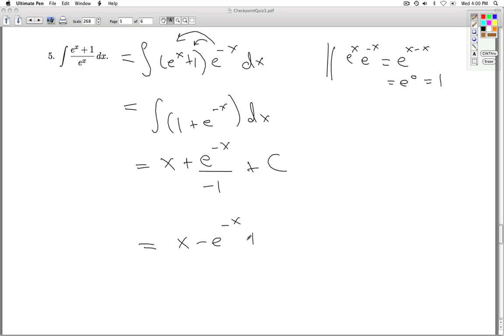Grand final answer, x minus e to the minus x plus c. Once again, what's the ultimate check? Take the derivative.